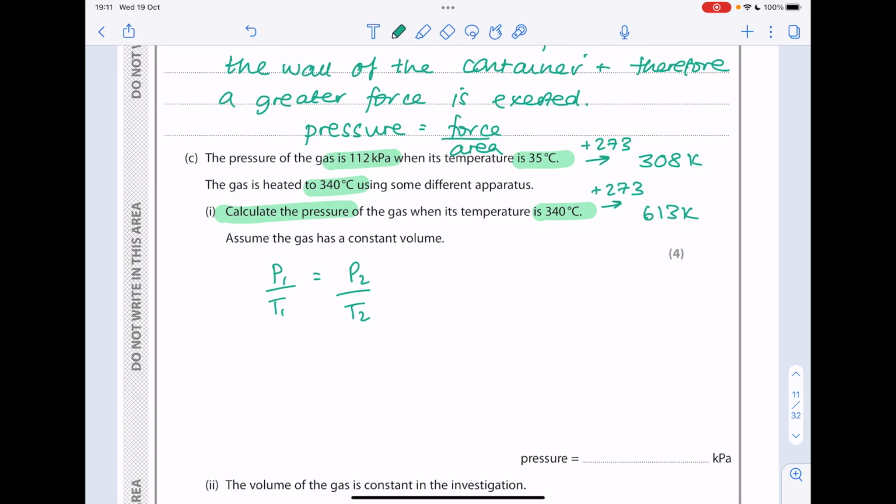We know the first pressure, it's 112. The first temperature is 308. We're after pressure 2. The second temperature is 613. So what is our pressure? Well, we do 112 divided by 308 and then multiply by 613 to get 220 kPa to 2 sig fig.